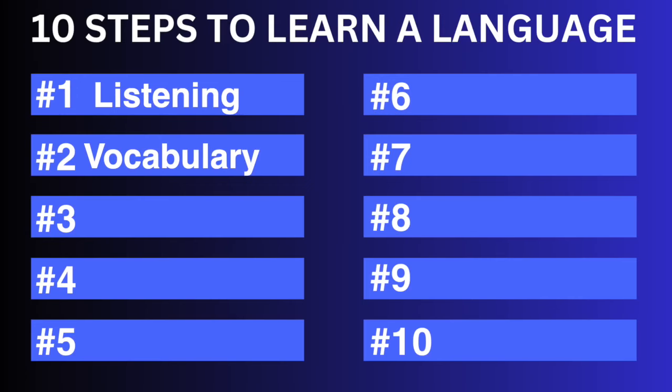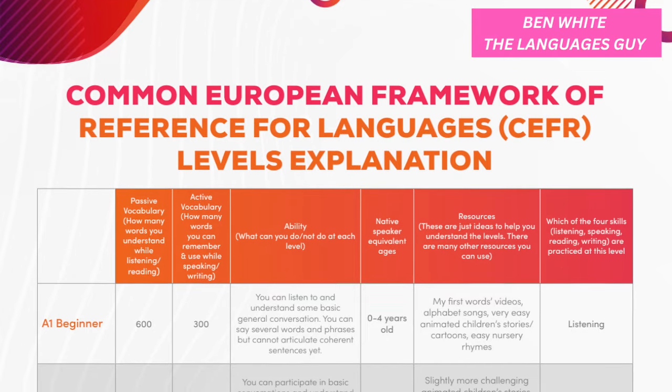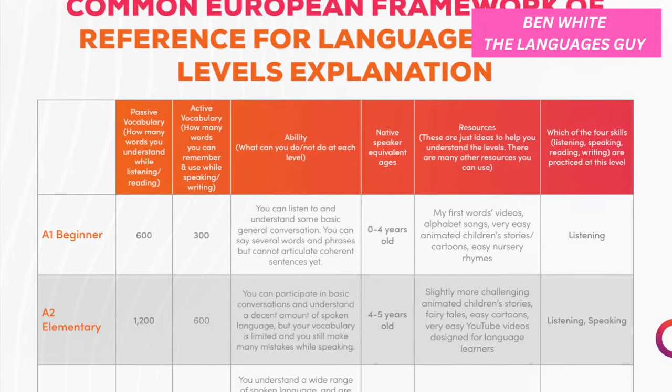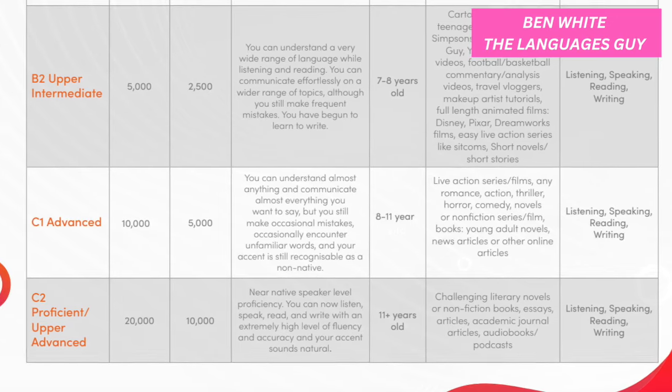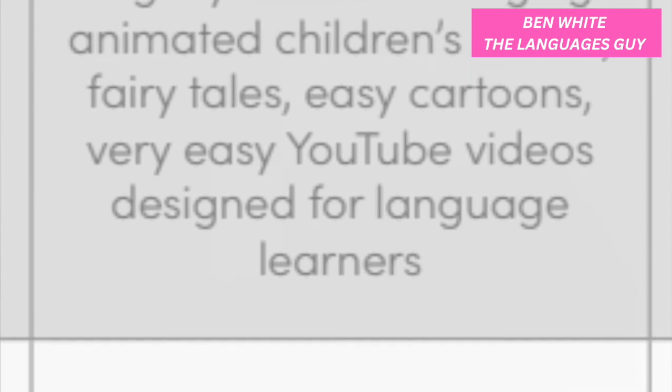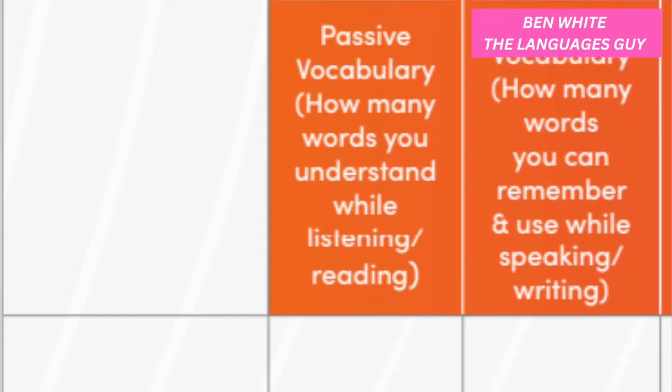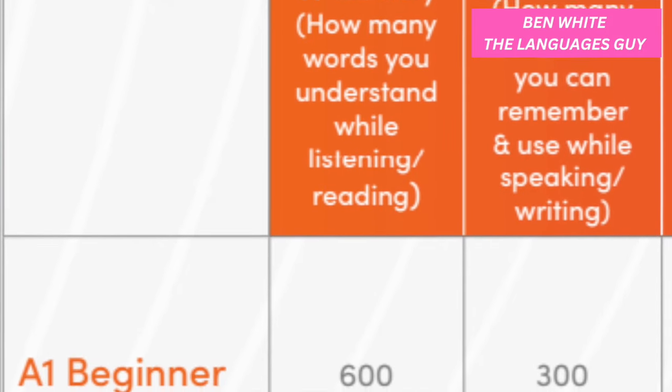Step 2. Vocabulary. You need to start learning words and phrases, so get a different resource which is at your level. I made a PDF resource which explains the CEFR levels, which I'm giving to you for free. Link in the description. This will help you figure out what level you are at, what kinds of resources to use at each level, as well as how many words you should have committed to memory at each level.